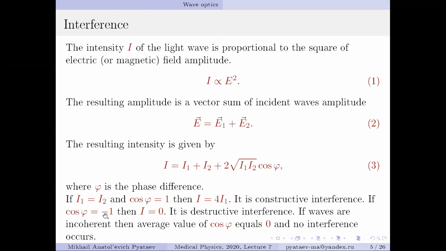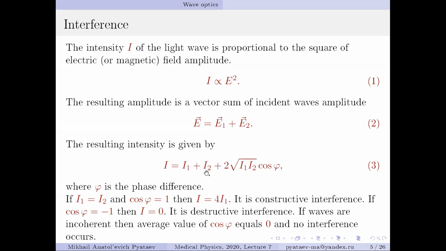If the phase difference equals pi, it means the waves come into the point in opposite phase, then cosine phi equals -1 and the intensity equals 0. It is called destructive interference.